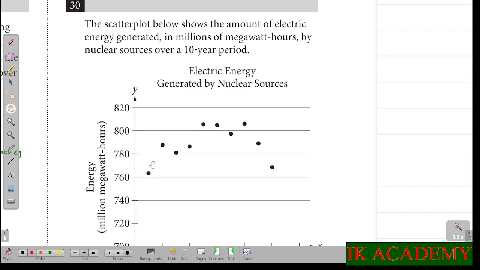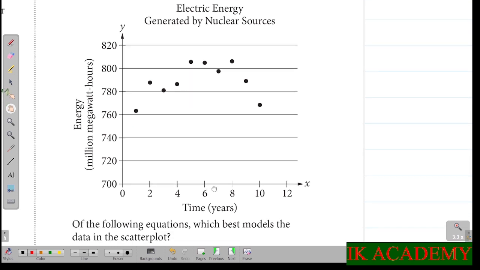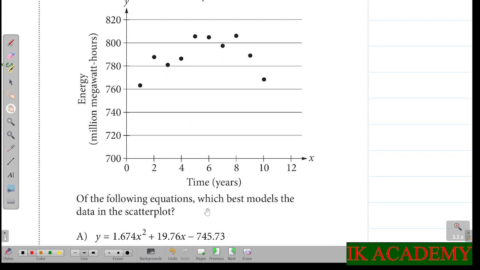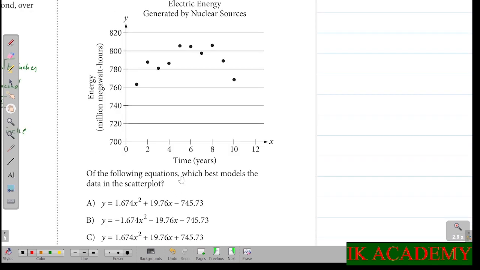B. Question number 30 says, the scatter plot below shows the amount of electric energy generated in millions of megawatt hours by nuclear source over a 10 year period. So in the graph, we can see the graph is electric energy generated by nuclear sources. On the x-axis, we have time in years, and on the y-axis, we have energy, million megawatt hours. Of the following equations, which best models the data in the scatter plot? So we have these four options. We want to show which of them best models the data in the scatter plot.